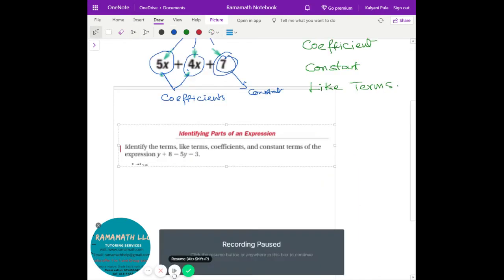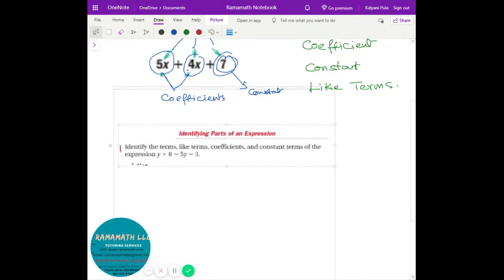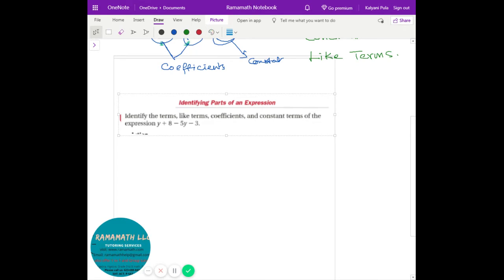Now let's look into this one. Identify the terms, like terms, coefficients, and constant in this expression. When I see this one, y plus 8 minus 5y minus 3, the first thing is terms. Terms are all separated by plus or minus. So the terms are this, this, this, and this.